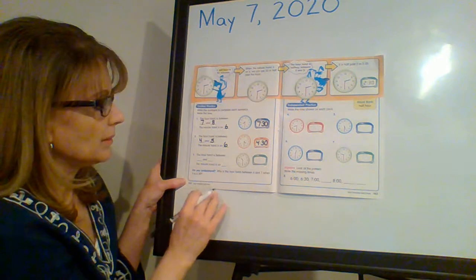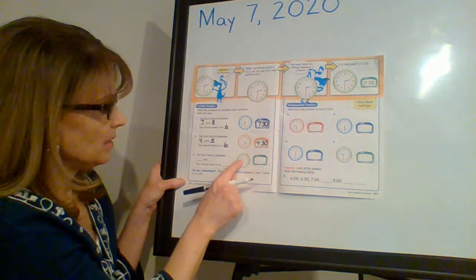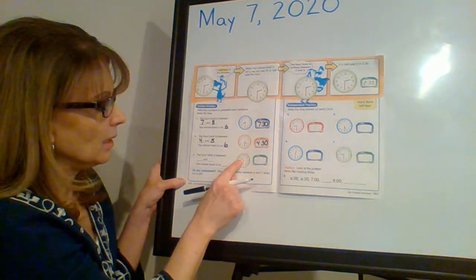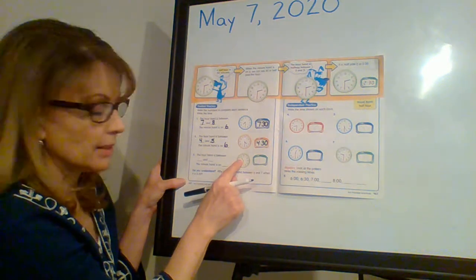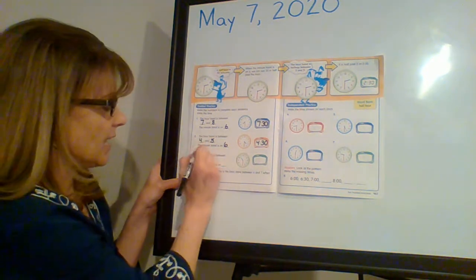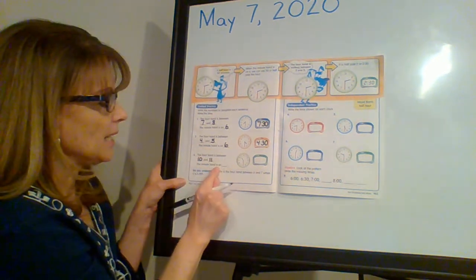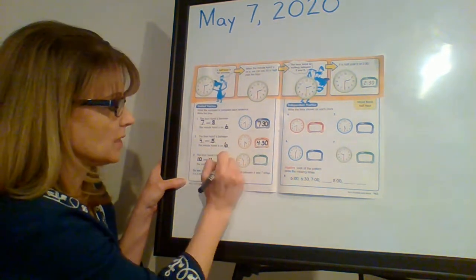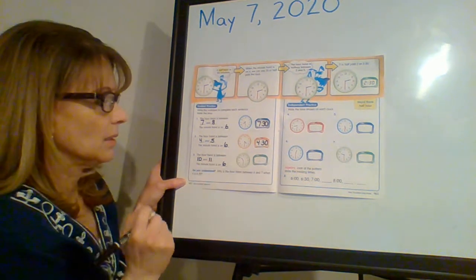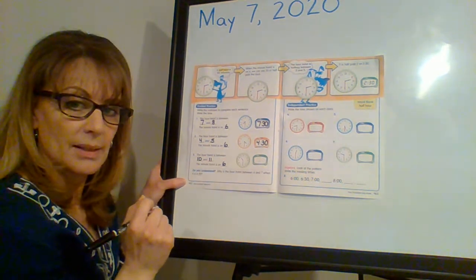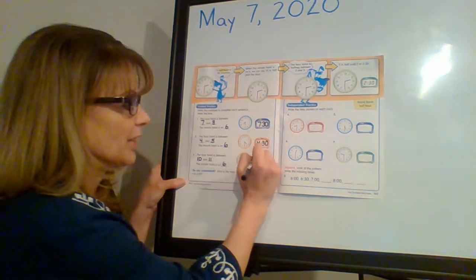Number 3, the hour hand is between blank and blank, 10 and 11. The minute hand is on the 6. What time is that? 10:30.